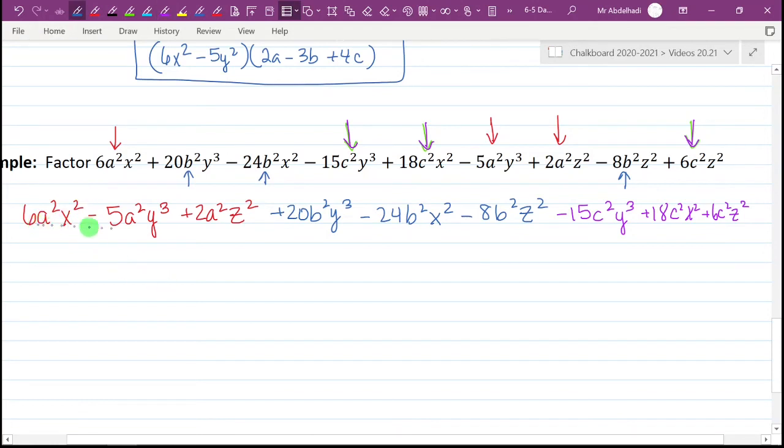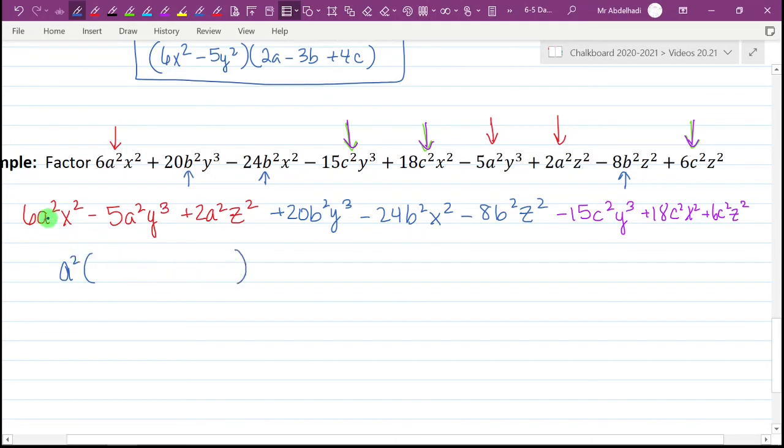What is my greatest common factor for the first 3 terms? Well, I chose them because they all had an A in them, specifically an a squared. So I can definitely pull out an a squared. But is there anything else? You have to check. Well, no other letters in common and no numbers, 6, 5, and 2, no letters. So that's it, it's just going to be a squared.